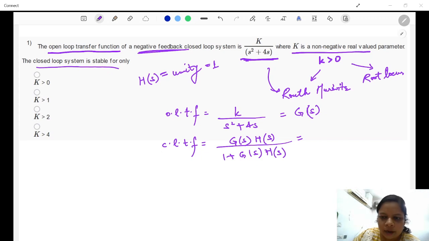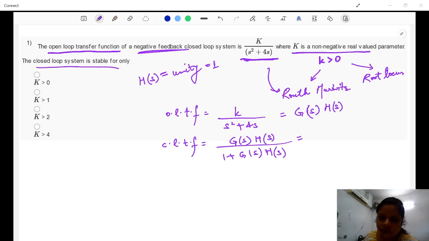Madam, it is the open loop transfer function, no madam. G(s)H(s) is equal to k by s square plus 4s, madam. Then the characteristic equation is 1 plus G(s)H(s), right madam? Yes, 1 plus k by s square plus 4s, madam. Yes, I'm coming to that. There is no need of a closed loop transfer function, no madam. Yes, you can.